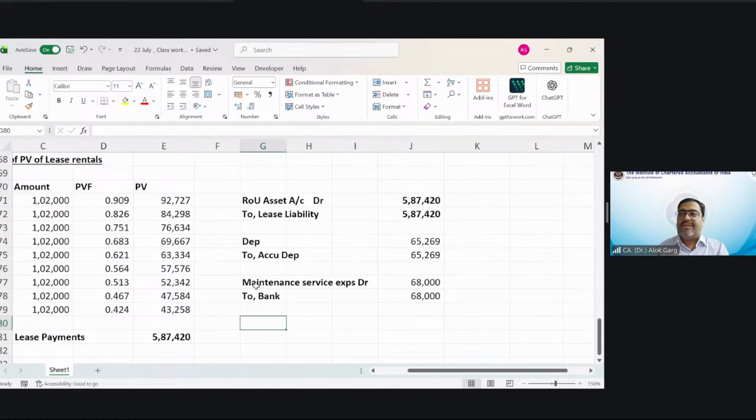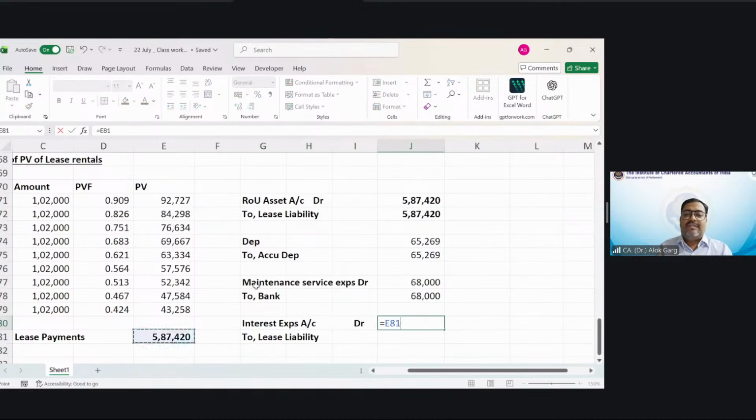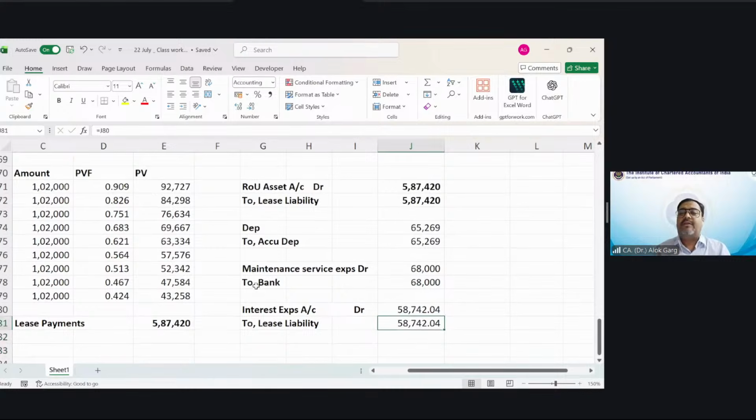And of course, on this lease liability, interest has to be charged. Then you have to draft a lease liability schedule. Interest expense account debit to lease liability. This I need to compute, right? But what will be the interest expense in the first year? This I can compute now. The lease liability is this much, and 10% is the interest rate. So the first year I know. The second year I will have to calculate after making a payment of the lease liability, right?